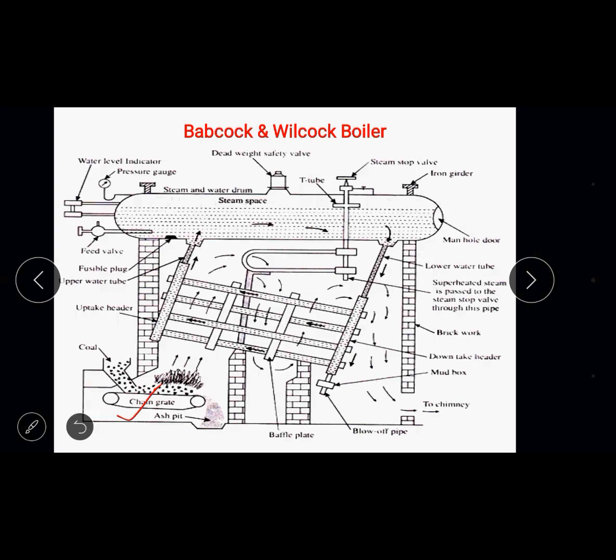Coming to the construction details, I'll just explain one of the major components of the boiler, that is the shell. The cylindrical shell. You can see the huge cylindrical shell. It is placed on the ground with the help of supports. There are 2 types of supports provided. One is called iron girder, and then you can see the bricks. Using this brick support and iron girder, it is placed on the ground. So this is a major part of the Babcock and Wilcox boiler. It's a huge cylindrical vessel.